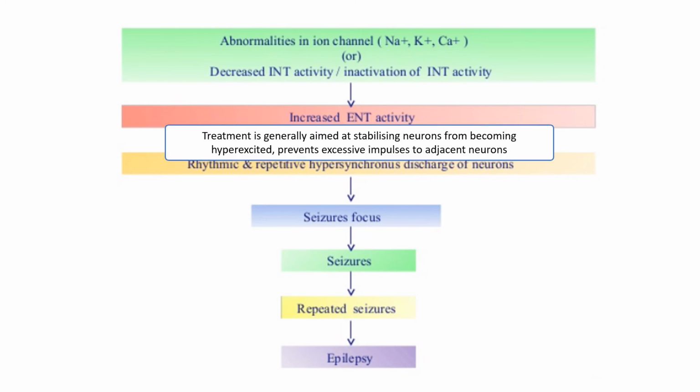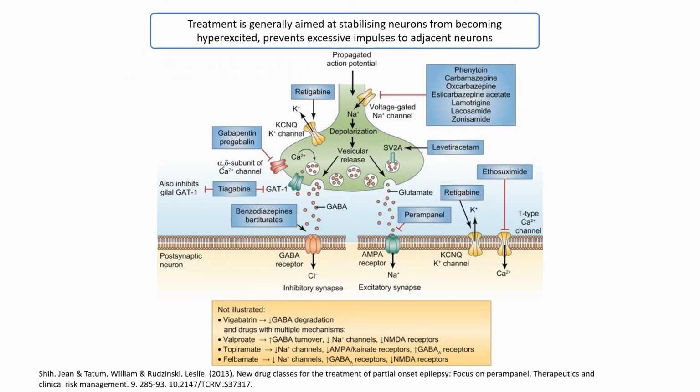Treatment is generally aimed at stabilizing neurons from becoming hyperexcited and prevents excessive impulses to adjacent neurons. Anti-epileptic drugs can work via several mechanisms. First and foremost, through the modulation of voltage-gated ion channels. Some anti-epileptic drugs stabilize the membrane and prevent depolarization. Essentially, it prevents the neurons from becoming hyperexcited and prevents excessive impulses moving to adjacent neurons.